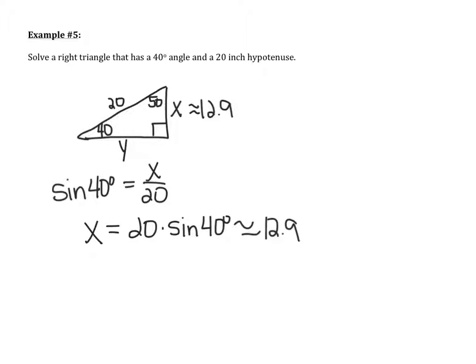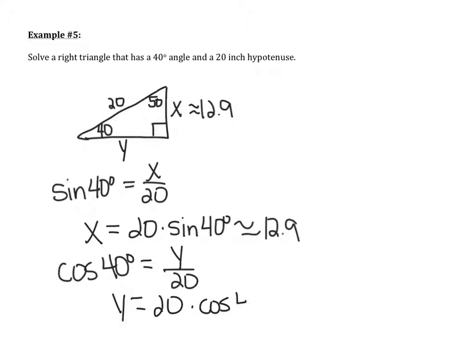So now let's find y. Remember, go off of the 2 things we were given. We were given the 40 degrees and the 20-inch hypotenuse. So y is adjacent to the 40 degrees. So now we have adjacent over hypotenuse, which is cosine. So to set up the problem would be the cosine of 40 degrees equals y over 20. So just like before, since our variable is in the numerator, I'm going to multiply by 20. So y would equal 20 times the cosine of 40 degrees.